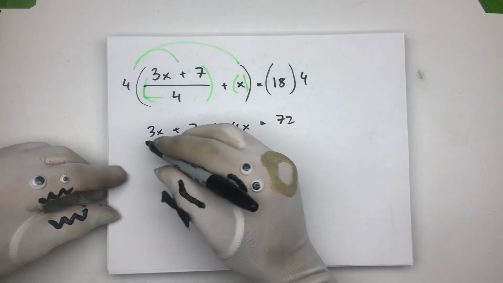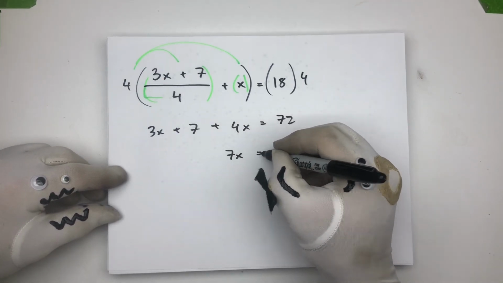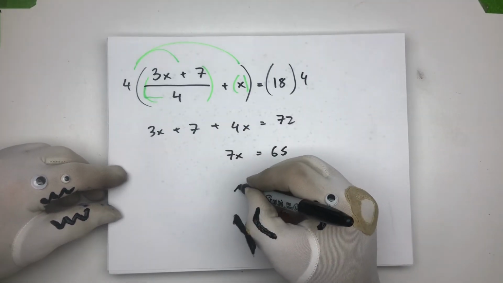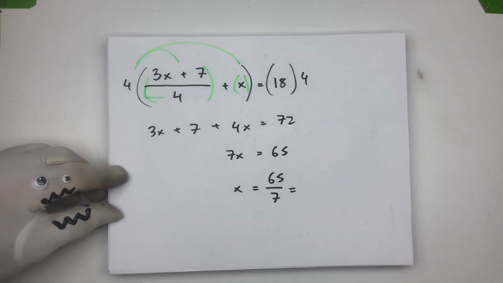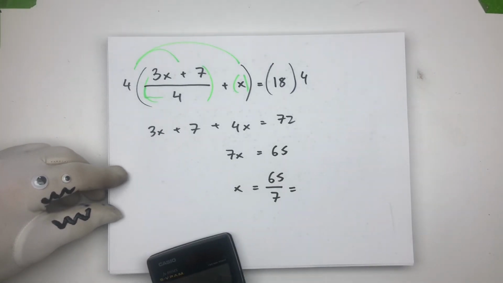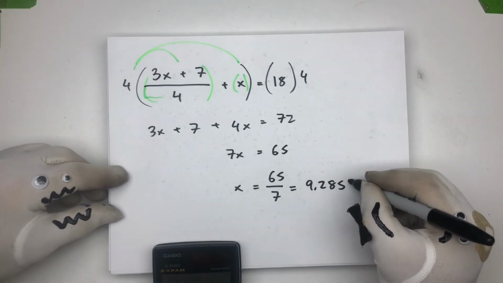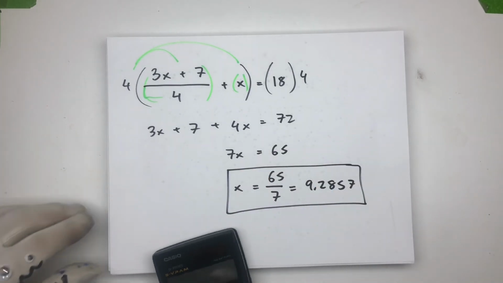And then we're going to add this together. Then we're going to subtract the 7. So I'm going to get 7x equals minus the 7. So I'll have 65. And then x will equal 65 divided by 7, which will be equal to 9.2857. You have to answer to 2 decimal places. Okay? So there'll be problems like that.